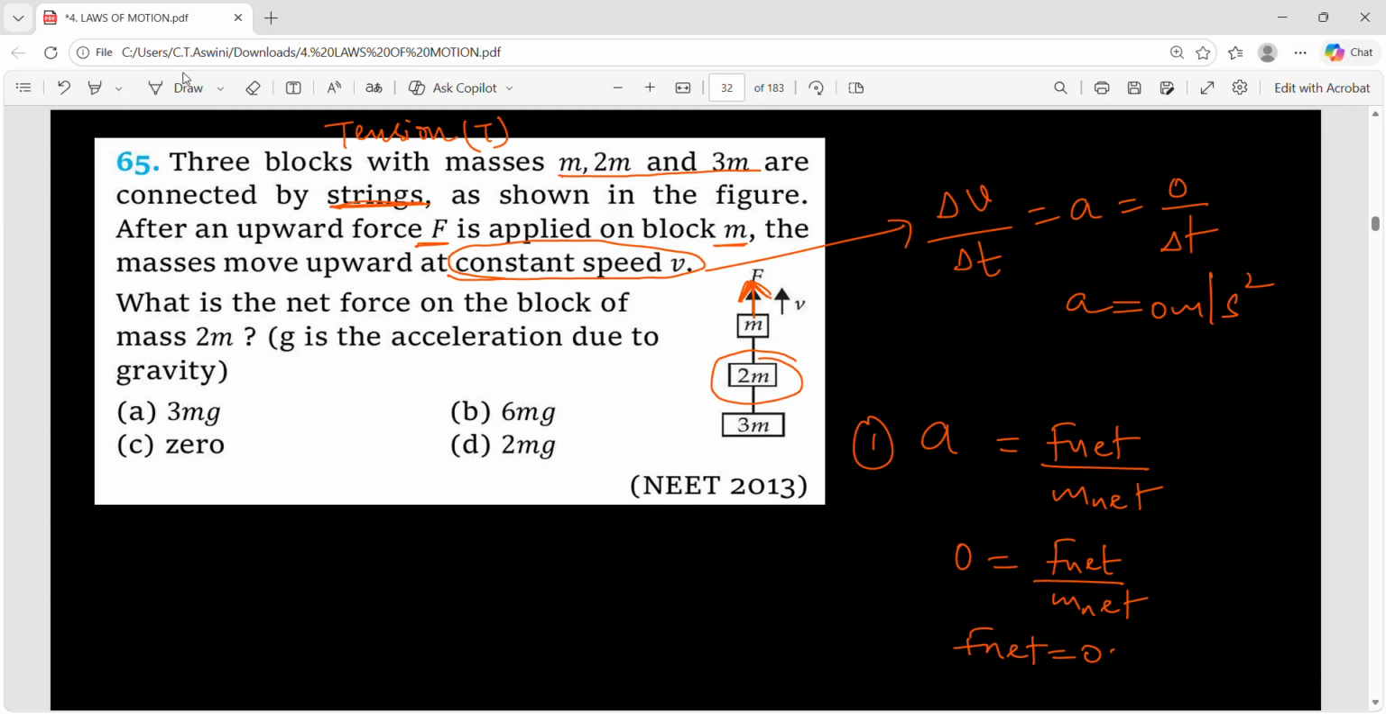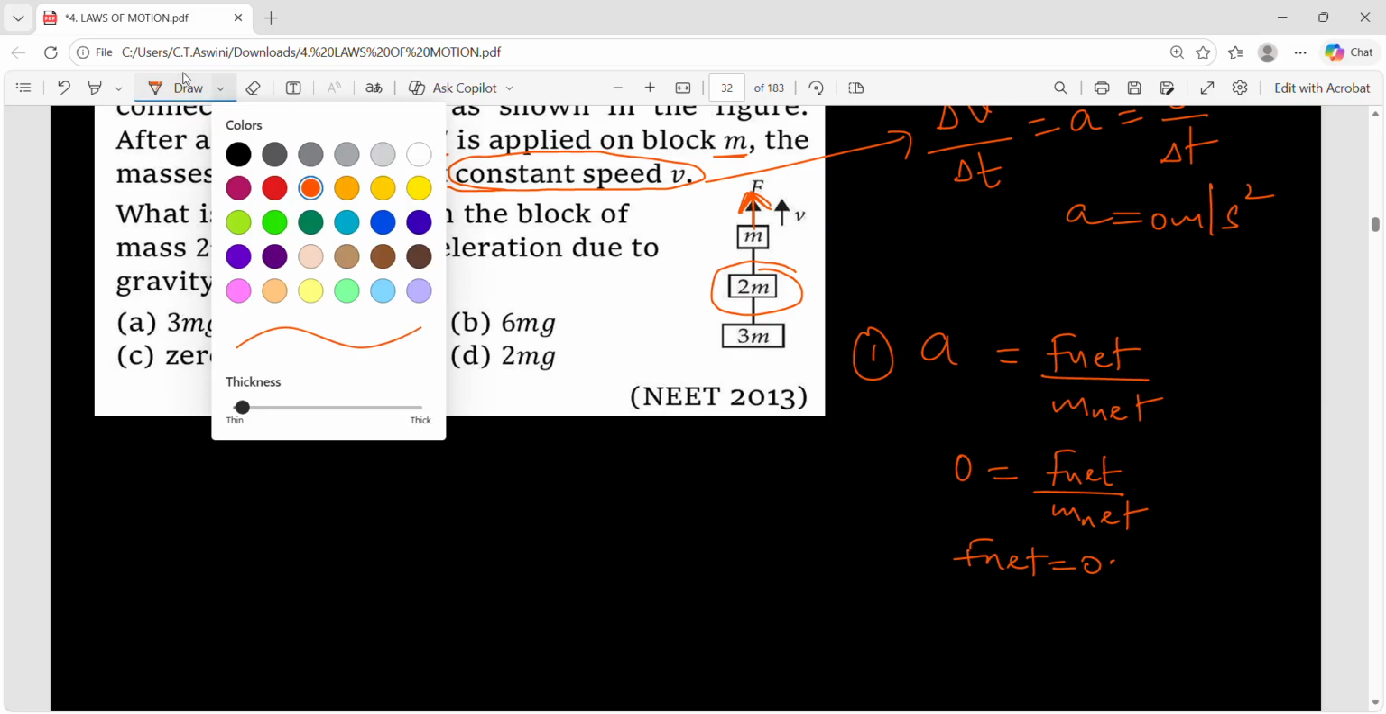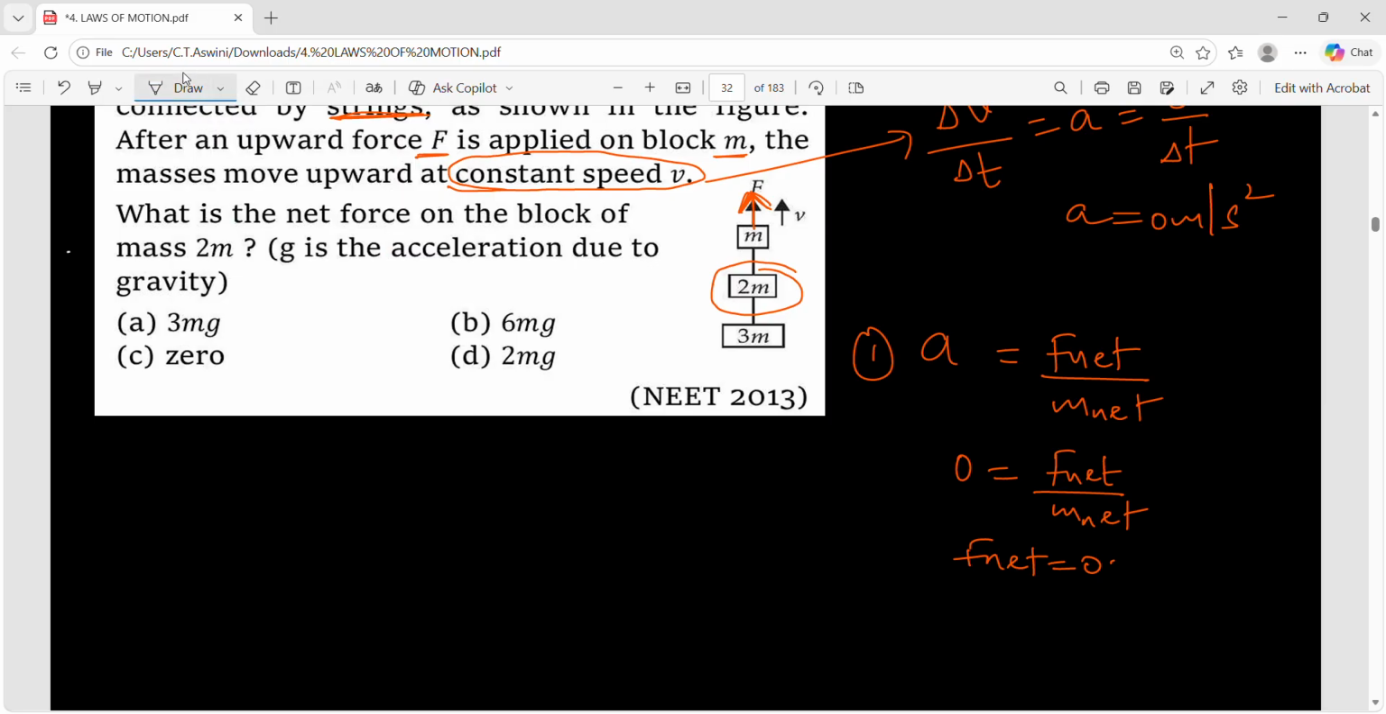Ma'am, you told us to draw free body diagrams, etc. You can do it, not an issue. They're asking for the block 2m, right? So this is your block 2m. F is in the upward direction, so acceleration is also in the upward direction. And what is that acceleration? 0. So you just apply the free body diagram concept.